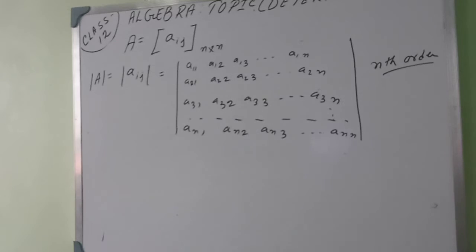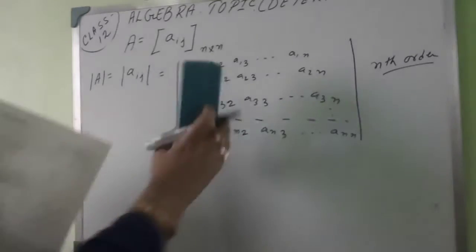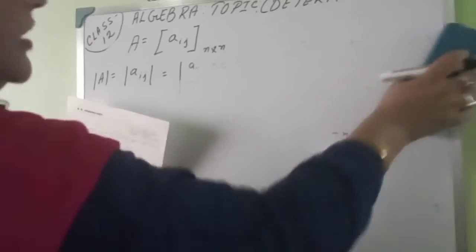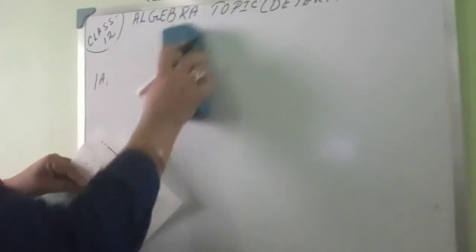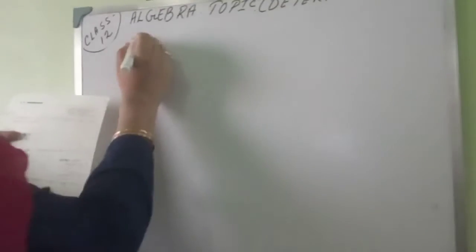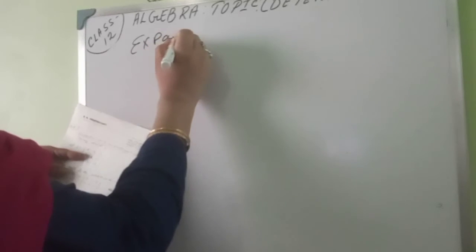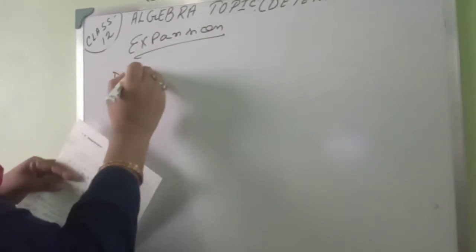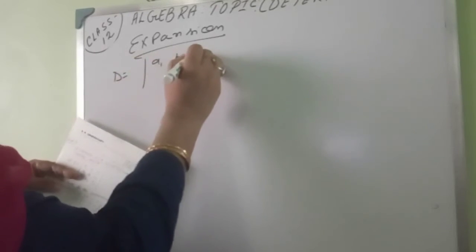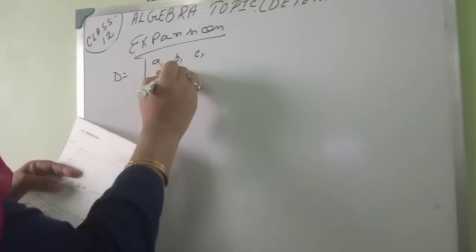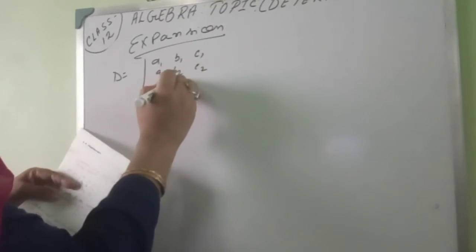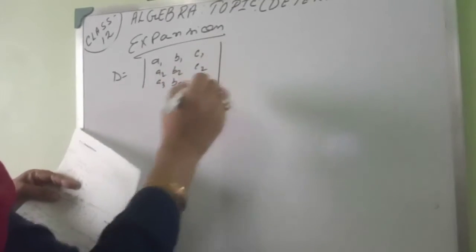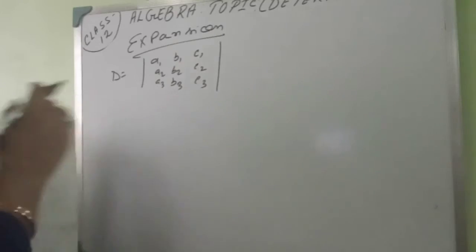Now, what is the expansion of the determinant? How to expand the determinant? It is very, very important. How to expand the determinant? Expansion. Let D equals to A1 B1 C1, A2 B2 C2, A3 B3 C3.